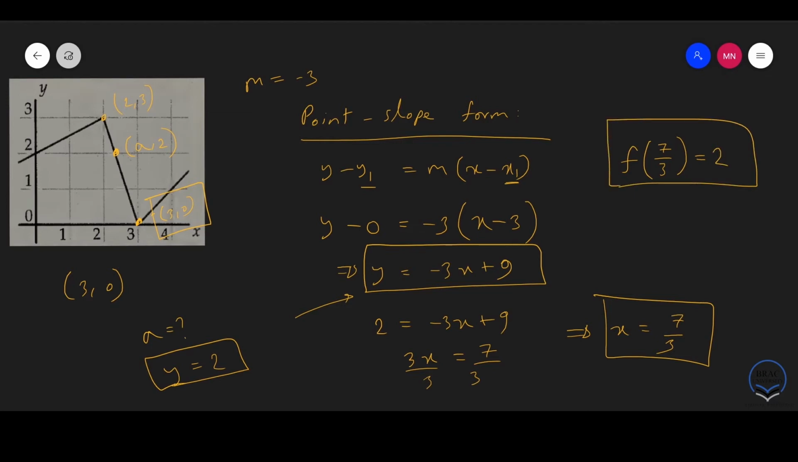Right, so in this case, we found from previously that one of our a values is 0, but the other a value will be 7 by 3. So these two are our values of a. So this point is 7 by 3.